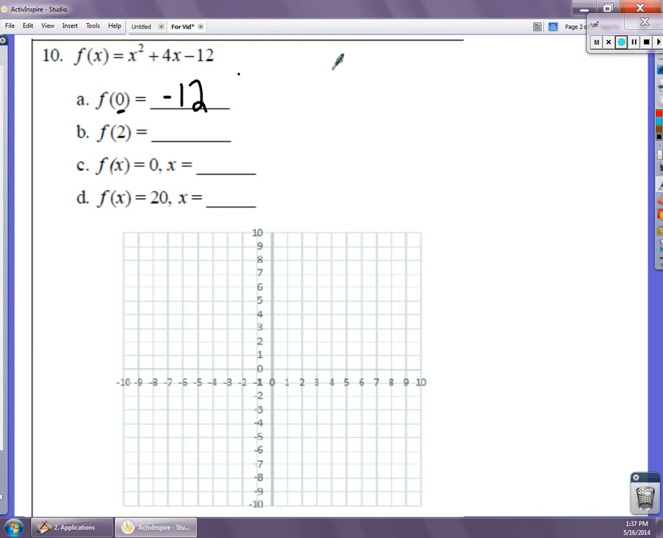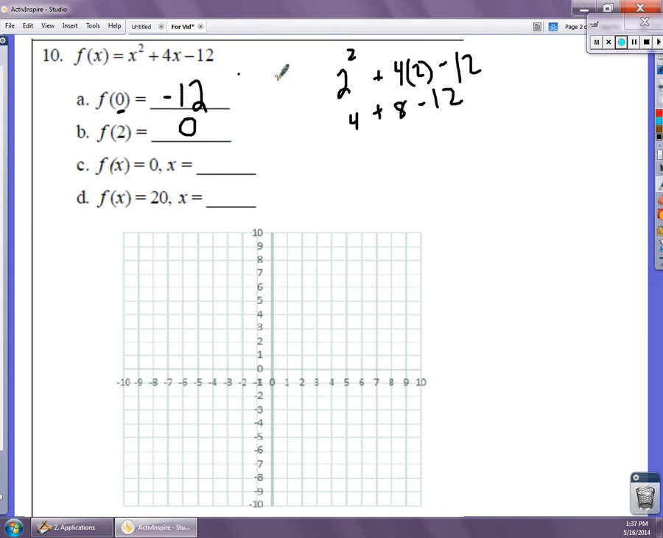Here, f of 2. So I'm going to plug a 2 into the equation instead of x. And if you solve it, you get 4 plus 8 minus 12, which is 12 minus 12, which is 0. So f of 2 is actually 0. So when y is 0, one of the answers for x is 2. That actually should help us. Right here, when it says what's f of x equals 0, we know for sure that one of the answers is going to be 2, because when y is 0, we know x is 2.